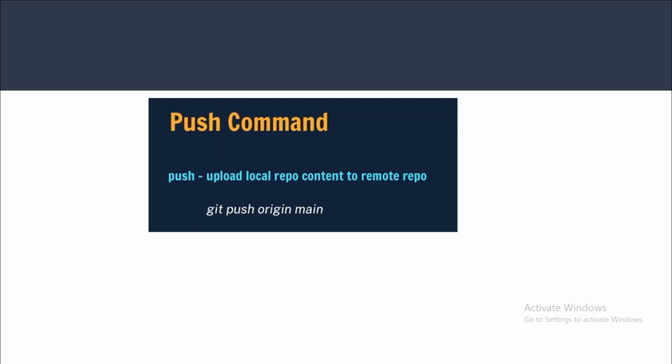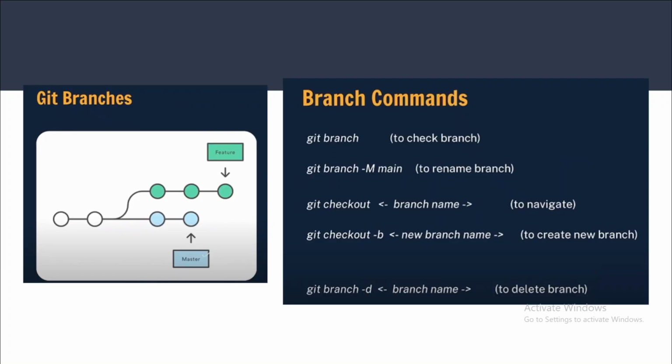You are going to push all the changes from your local system to a repository. So the command for git push is git push origin and the branch name. So the concept behind this is git branches.